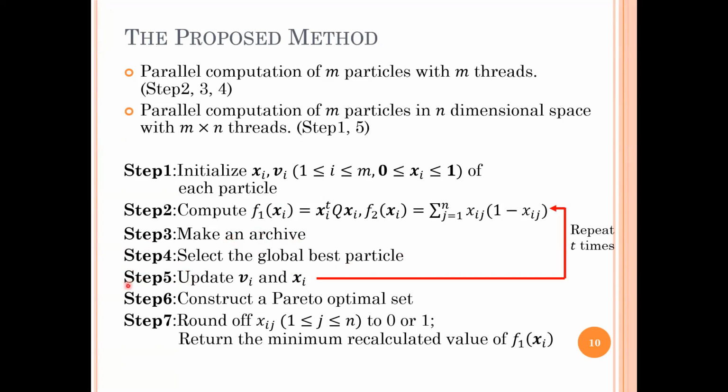Step 5 is to update the velocities and the positions, and then go to step 2. Repeat this process t times. Step 6 is to construct a Pareto optimal set from the archive on GPU with one thread. Finally, step 7 is to round off x sub ij to 0 or 1, and then return the minimal recalculated value of F1 function on a GPU.